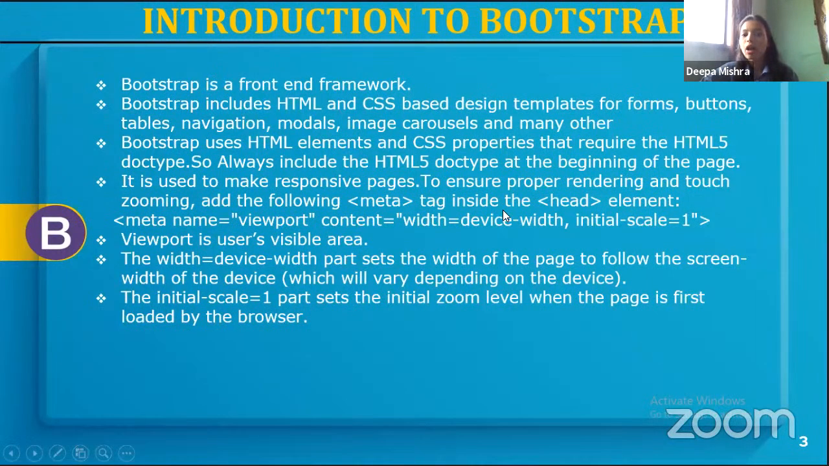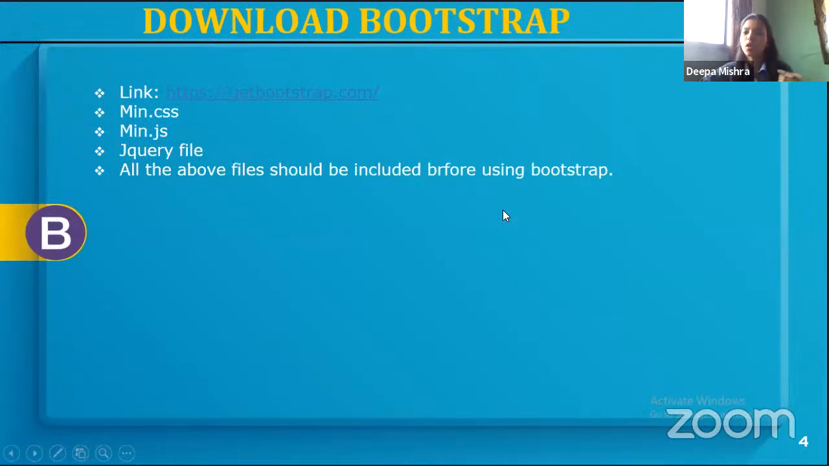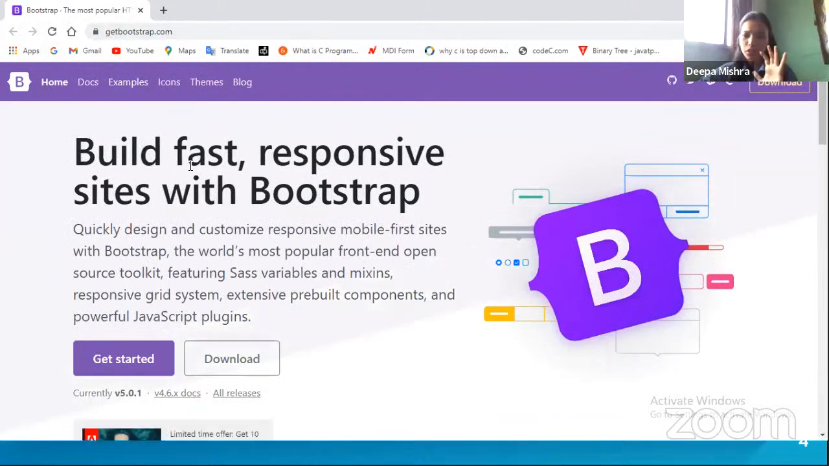Now let's see how to download Bootstrap first and then how you can include it in your file. So here I have given the link, so you can easily type Bootstrap download in your browser, and you'll get the link. So here getbootstrap.com, just click on that. Okay, so from this website you can easily download Bootstrap. And what you have to do here is very easy.